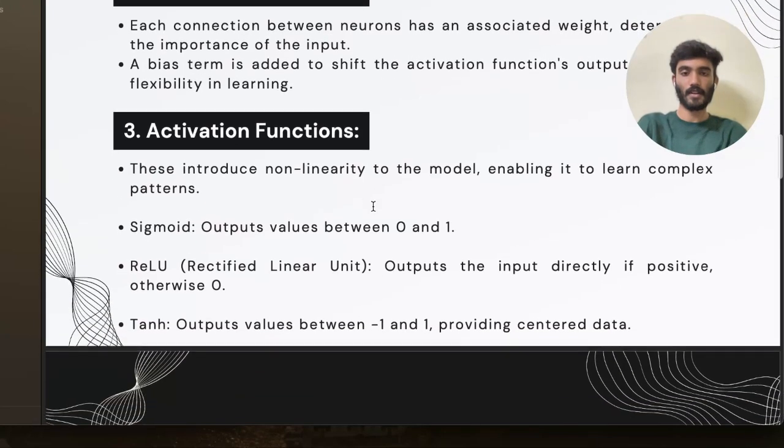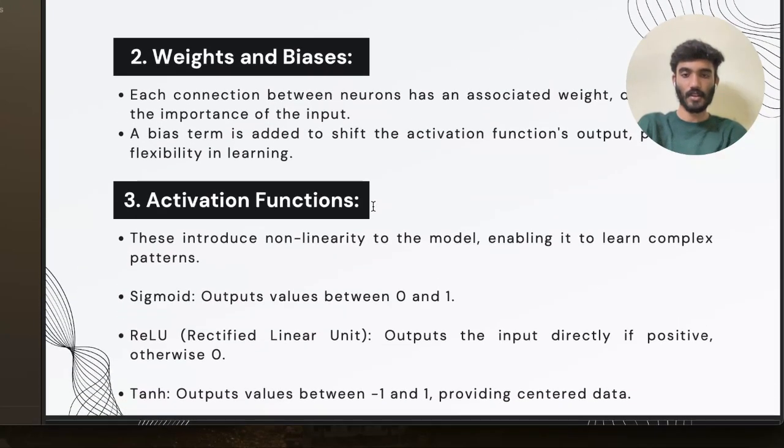Third, we have the activation function. Explain its purpose. Activation functions introduce non-linearity, enabling the network to learn complex patterns. Types include sigmoid, good for probabilities but can slow training due to vanishing gradients. ReLU is efficient and commonly used; it outputs 0 for negative inputs.